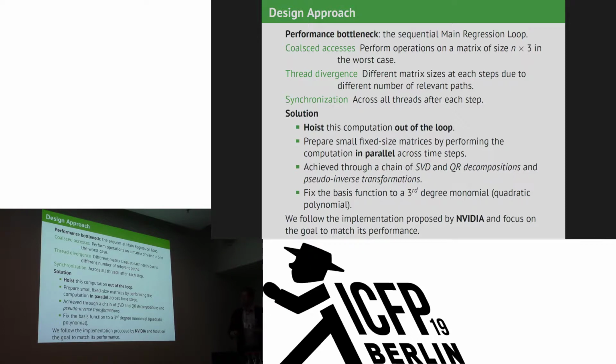How do you take this computation out of the main loop? You do some smart math, smart linear algebra in the form of SVD and QR decompositions and pseudo-inverse transformations. We're dealing here with a very slim matrix, so accesses to memory are very important, and there's a lot of thread divergence because on each time step there might be a different set of paths going inside this computation. You have to always pick it up, and then every time you have to synchronize the sequential loop. So we basically follow an algorithm because our objective here is to compare and hopefully beat CUDA.